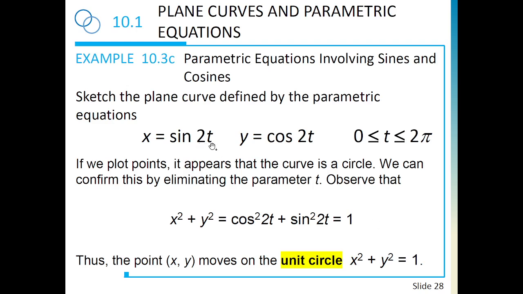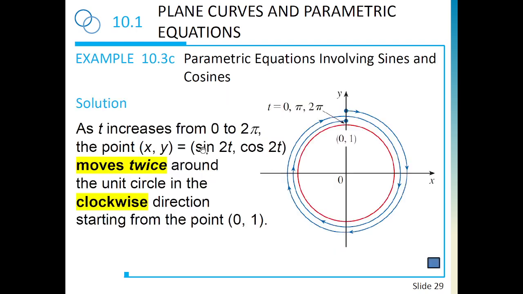Now, what's the difference in this case? Well, 2 here is actually a frequency. We know that when I have sine t and cosine t, when t goes from 0 to 2 pi, I spin only once around the circle. But now I'll spin twice. So this is a frequency at which we spin.